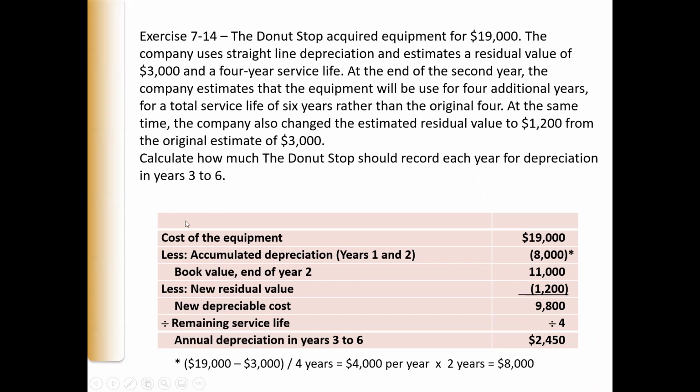As you see here, the first and second year of depreciation is $4,000 each. Then we come up with the book value after the end of year 2. Our $11,000 minus our new residual value of $1,200 gives us a depreciable cost of $9,800. Divide that by 4 years to get $2,450 each year. Does that make sense?